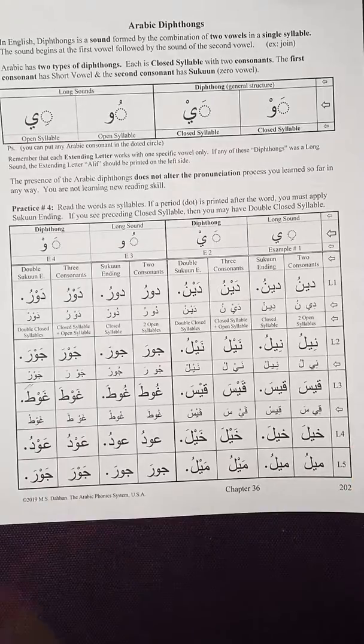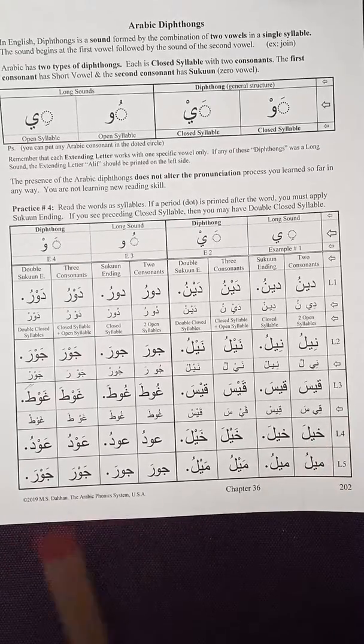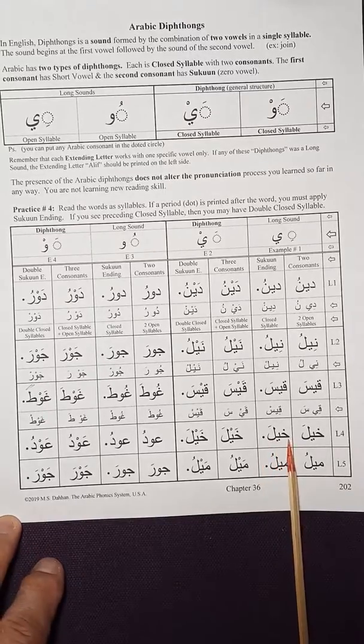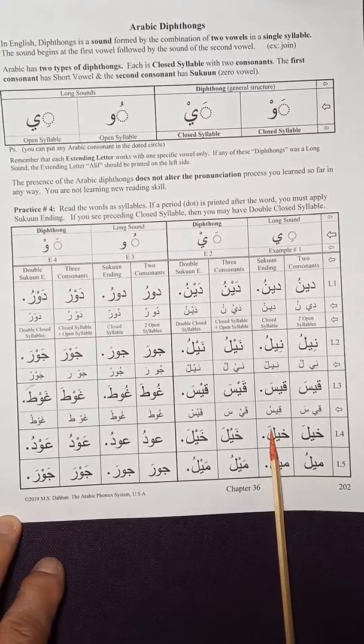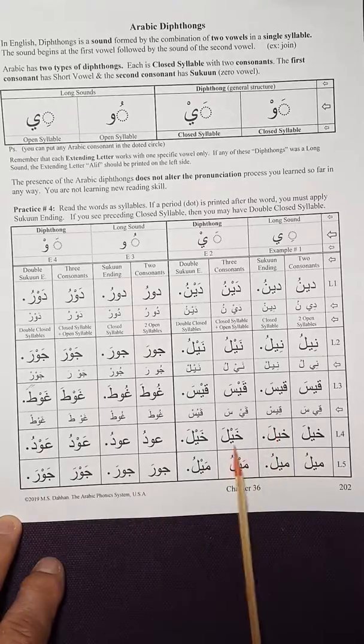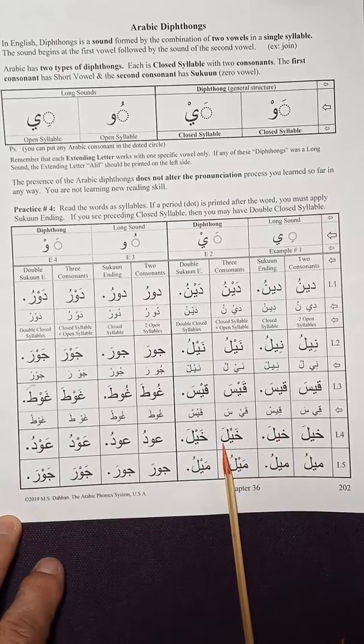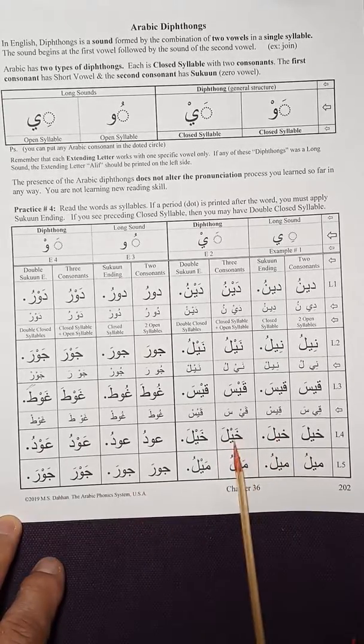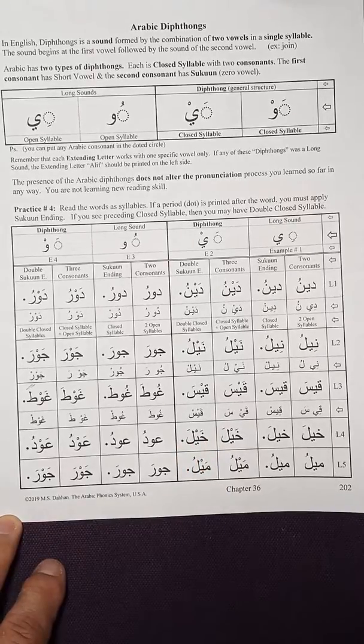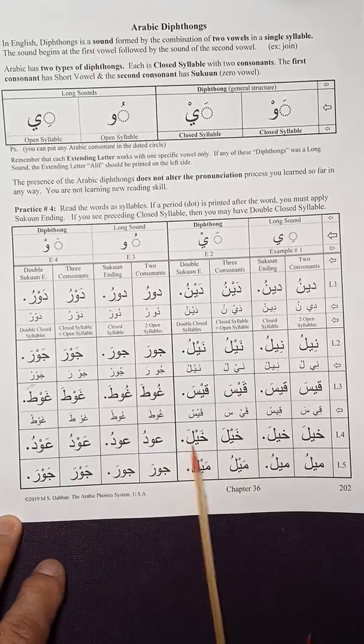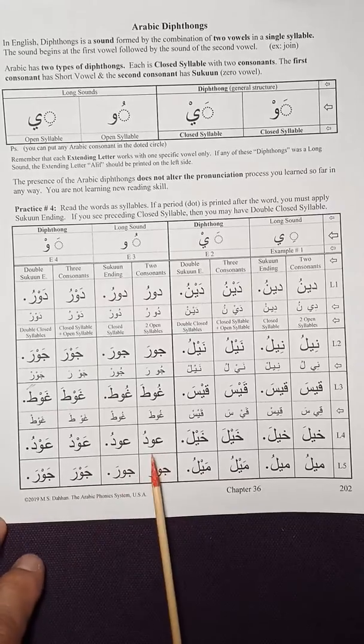Ghawta. Line 4. Okay, Khila, with a dot. Khil. This is pronounced like that, it has sukoon, right? Here, khayla. This one is a diphthong. Khayla. Double what? Double closed syllable.